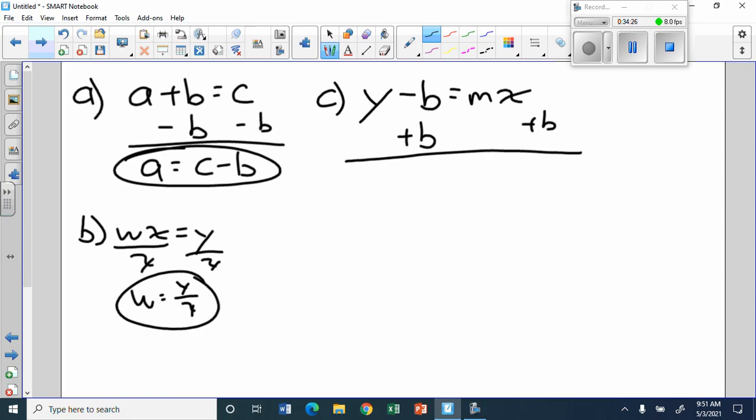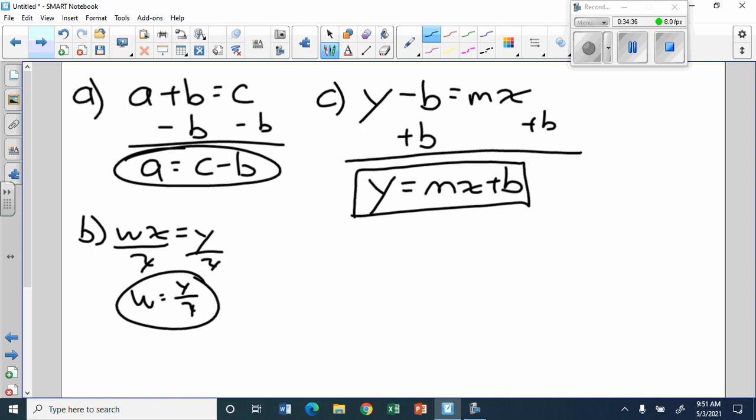This equation, y equals mx plus b, that's the equation of a line. Okay, so this is my answer for this one, but what I want you to hear is m is my slope, and b is my y-intercept. That'll mean something to you coming up. The y equals mx plus b, that is the equation of a line.